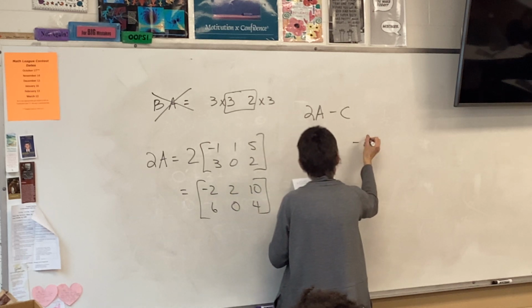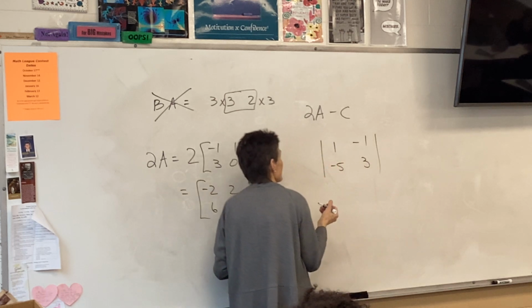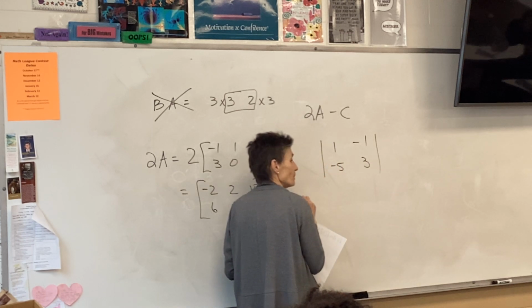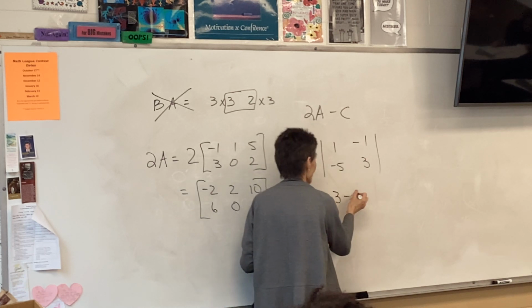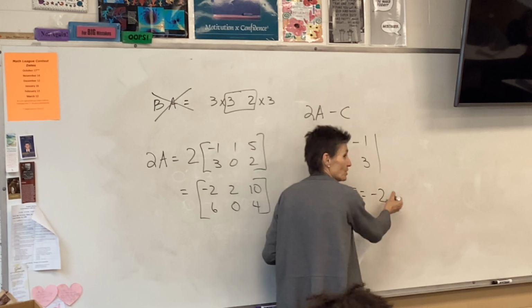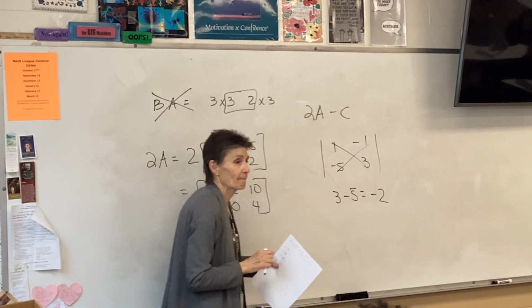All right, what about the determinant of C? Is that a doable problem? I think I already, or maybe I didn't do this. No, I haven't done this yet. What's the determinant of C going to be? Oh, I did do this. 3 minus 5, negative 2. 3, 5, subtract.